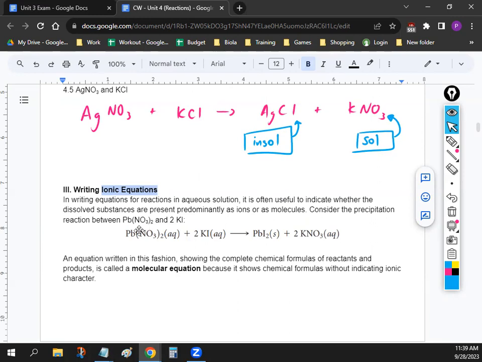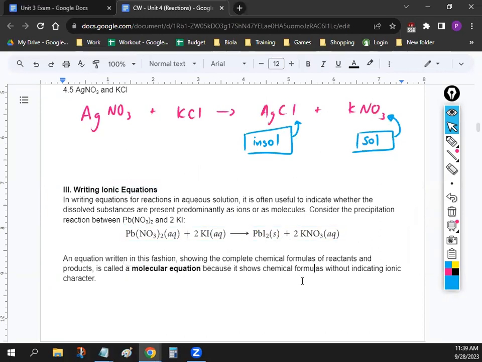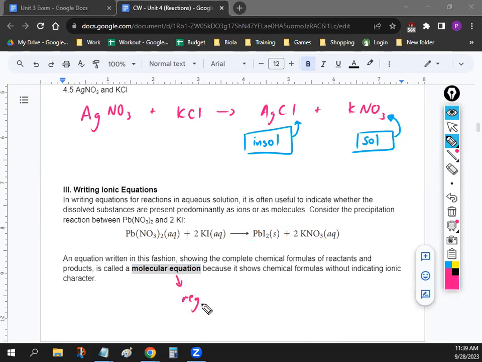Anyway, this right here is what a general chemical equation we're familiar with looks like, right? It tells you what the chemicals are. It tells you if it's aqueous or if it's a solid. Now this is called a molecular equation. I want you to write that term down, molecular equation. You can denote a molecular equation as just a regular chemical equation. A molecular equation is what we're used to working with.